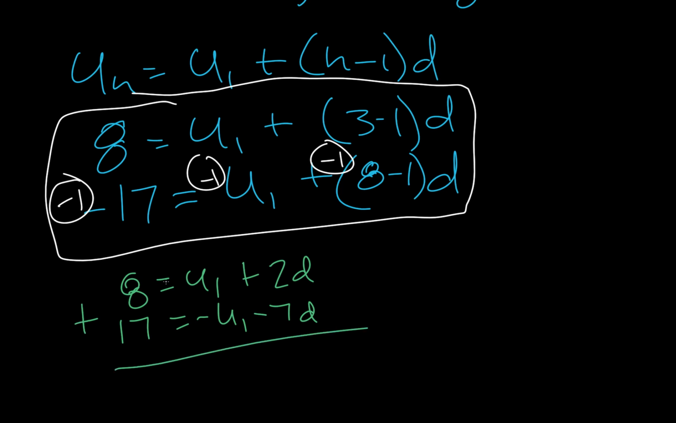Now, we just add these. This is using the elimination method, if you remember that. Those cancel because they're opposite. Then we add these together and we get 25. And then this becomes -5d. And so if we just divide both sides by -5, we end up with d equals -5.